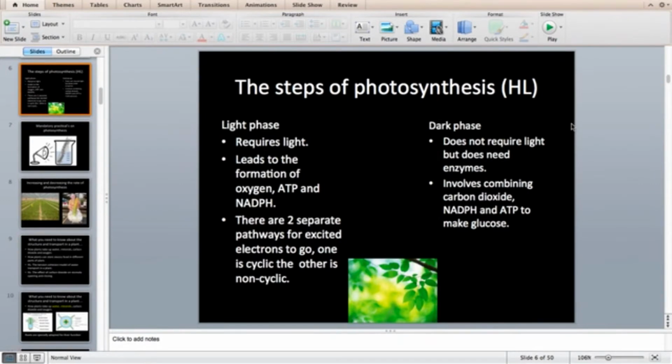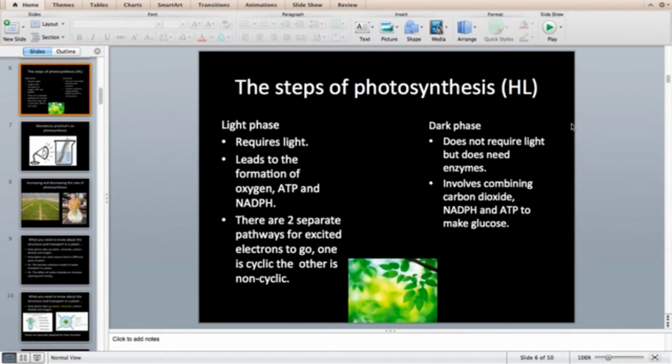Sorry, girls. So it'll eventually form NADPH. They don't go back to their original position. Both of these stages, girls, make ATP and NADPH, which is really important for the dark stage, for the production of glucose. Now, your dark stage, girls, does not require light, but it does need enzymes, so it's temperature dependent.